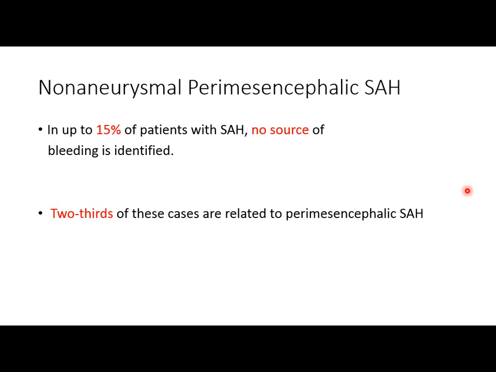We finished subarachnoid hemorrhage. Subarachnoid hemorrhage from Berry's aneurysm accounts for about 85% of subarachnoid hemorrhage. The other 15% is from non-aneurysmal perimesencephalic subarachnoid hemorrhage. We have particular patients where no known cause will be found on imaging. Two thirds of these are related to perimesencephalic subarachnoid hemorrhage. No source of bleeding can be found, meaning non-aneurysmal, there is no aneurysm. So the imaging findings for aneurysm, the MRA and CTA, will be negative in these cases. We only have subarachnoid hemorrhage, but no aneurysmal cause will be found.